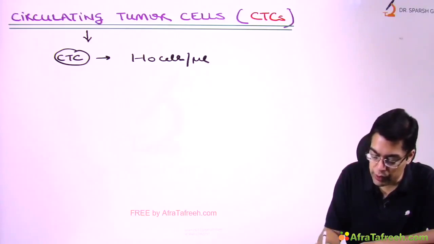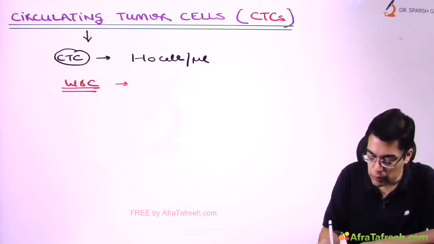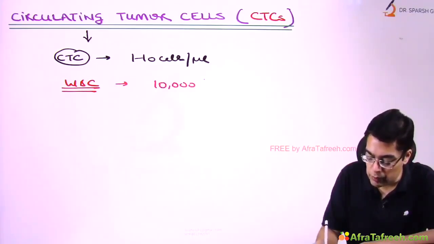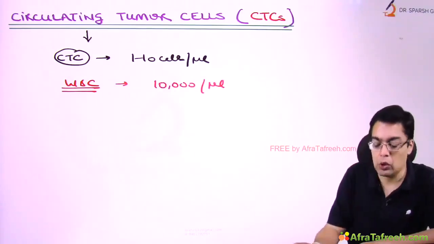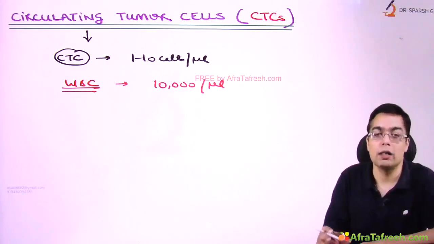So let me just give you an idea. The normal WBCs, as most of you are familiar, are going to be in the range of somewhere close to 10,000 cells per microliter, whereas circulating tumor cells are going to be present in far smaller numbers.